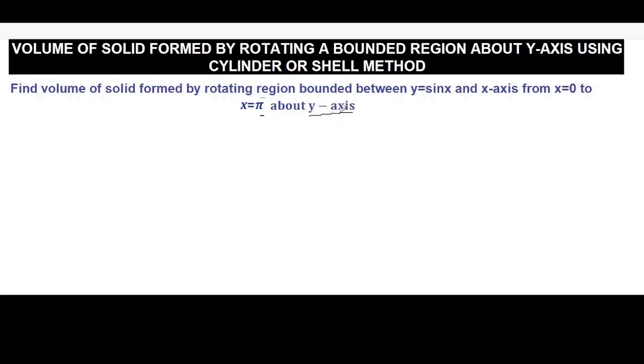So like before, first we will identify the region and then we will rotate this region about the y-axis to get the solid. Then first we will check whether the disc method is applicable or not. If not, then we will go for the cylindrical or shell method.